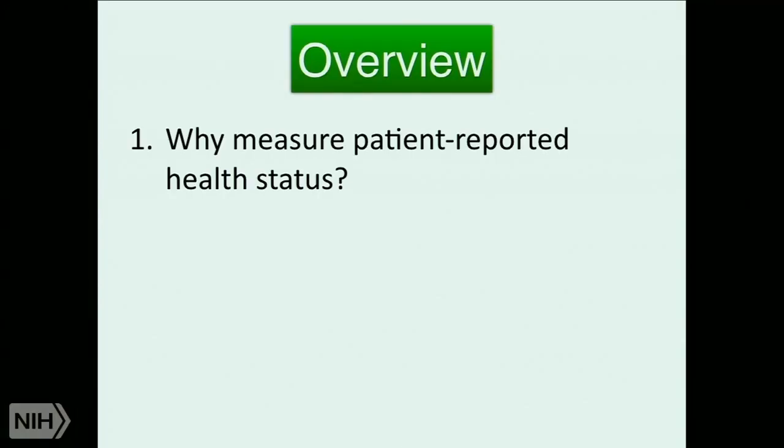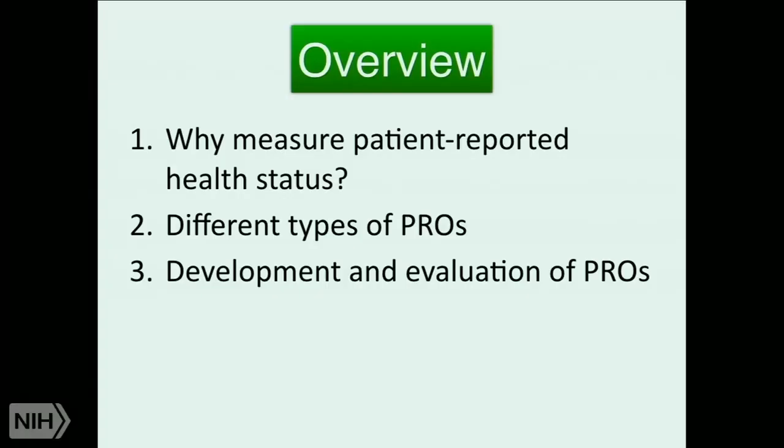to research. So I'd like to go over a few different things today. It's a huge field, but I try to pick out what I think are some of the most basic issues that would be useful for everyone to know. First of all, why measure patient-reported health status? What are the different types of patient-reported outcomes? When I say PROs, it's going to be patient-reported outcomes. How are patient-reported outcome measures developed and evaluated? Just very briefly want to go over that.